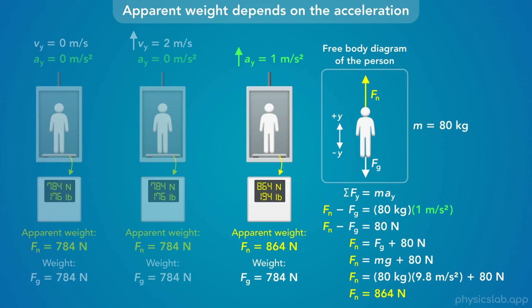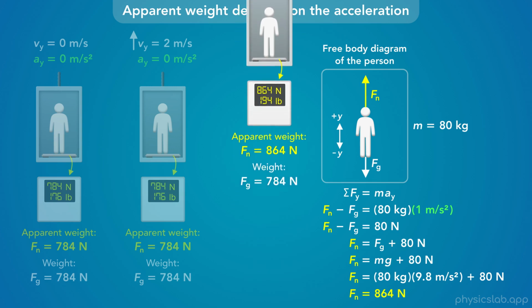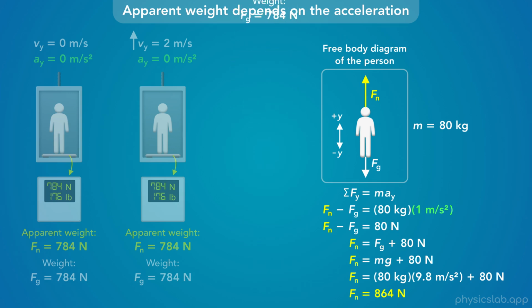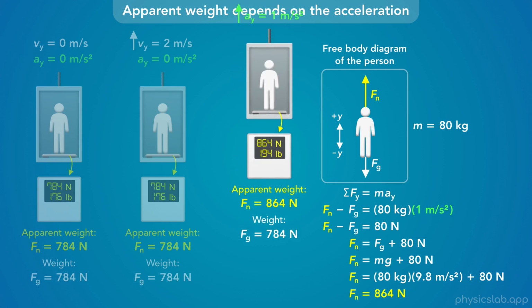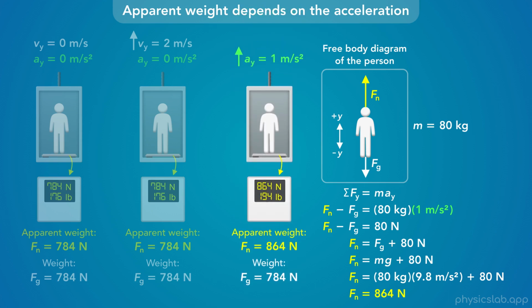So now, the apparent weight is greater than the actual weight. The person is accelerating upwards, so the net force must be upwards, so the normal force must be greater than the weight force. And remember that acceleration is a change in velocity, which is a vector. This elevator could be moving upwards and speeding up, or it could be moving downwards and slowing down. The acceleration is upwards in both cases. So if you're in an elevator, you would feel heavier anytime it's accelerating upwards, either at the beginning or the end of the ride.